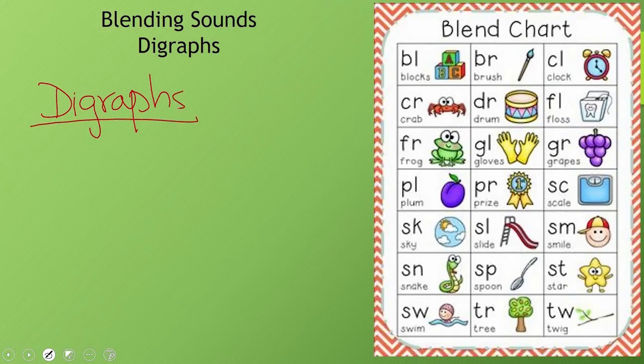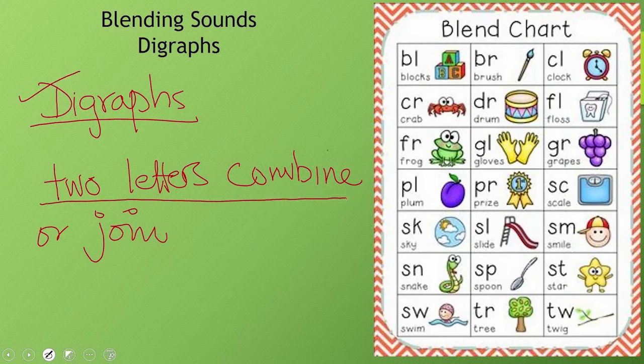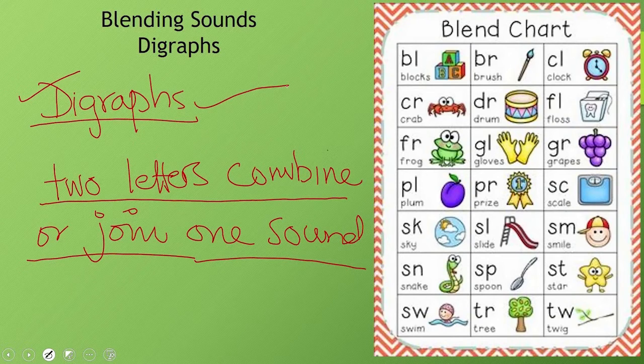Digraphs. The word digraph means when two letters combine or join. When two letters combine or join to make one sound, they are called digraphs. When we blend two sounds together and then they are taken as one sound, they're called digraphs.